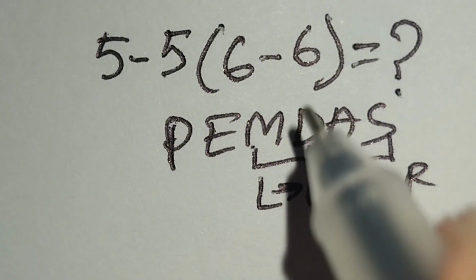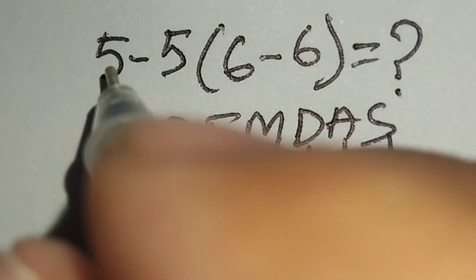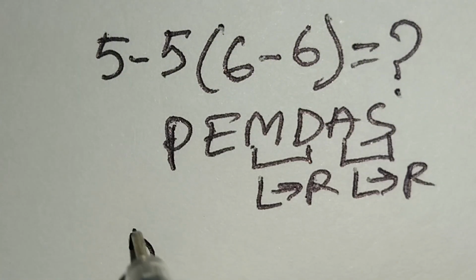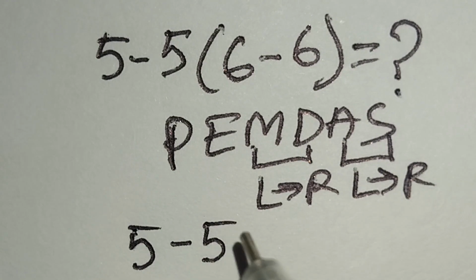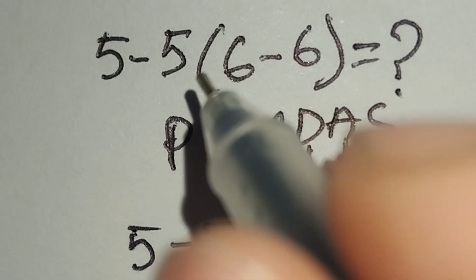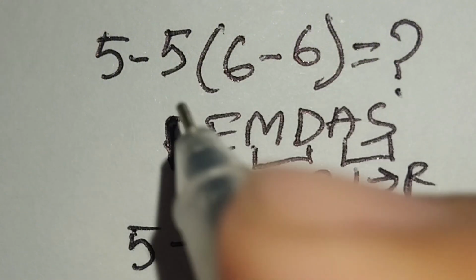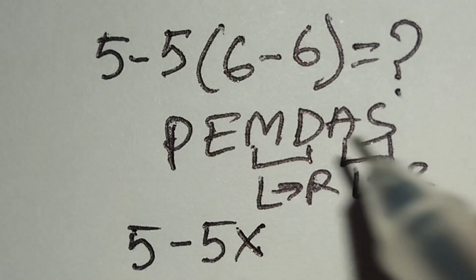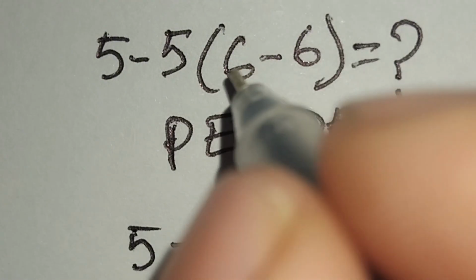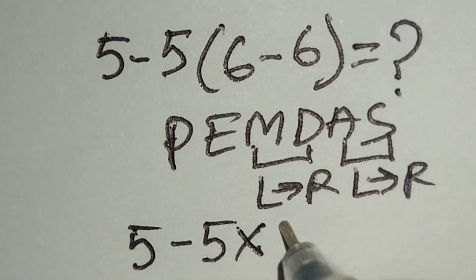Therefore at first we have to work with this parentheses. Here this 5 minus 5, beside parentheses any number indicate multiplication. Therefore we can write here 5 multiply this 6 minus 6. Here 6 minus 6 gives us 0.